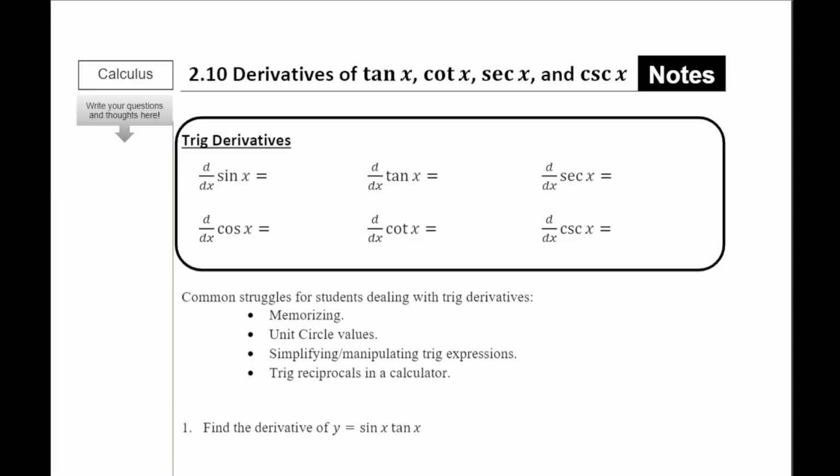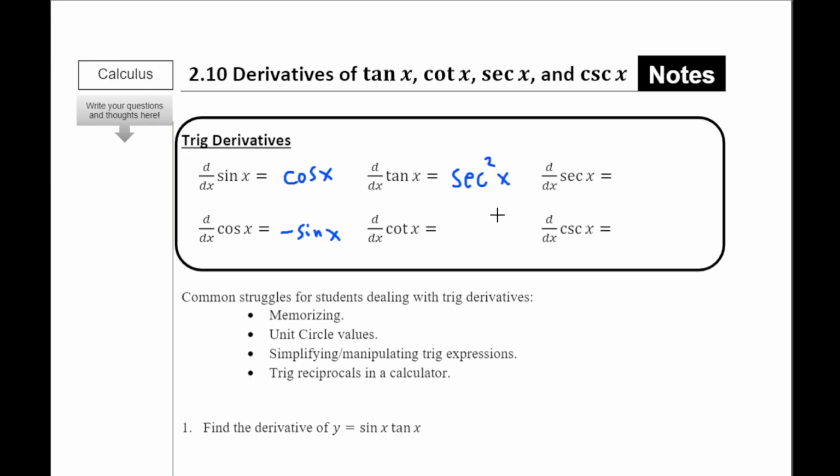Here are some more derivatives. The ones we've done so far: derivative of sine x is cosine x, derivative of cosine x is negative sine x. So these are two we've done so far, and the rest here you pretty much need to memorize. Derivative of tan x is secant squared x.